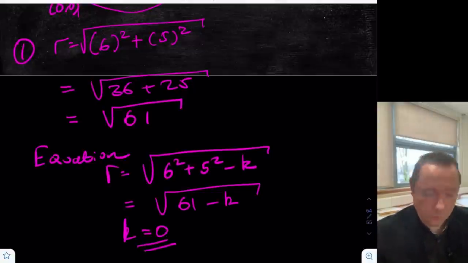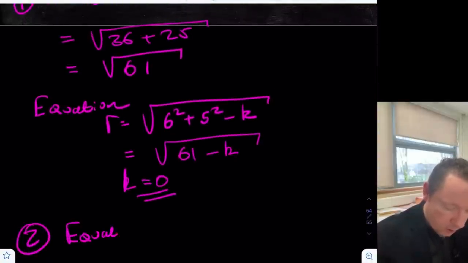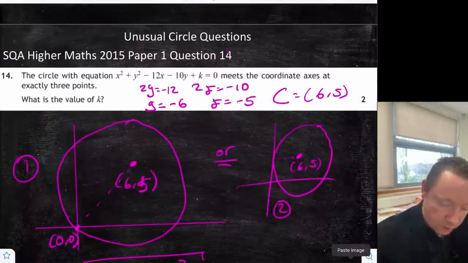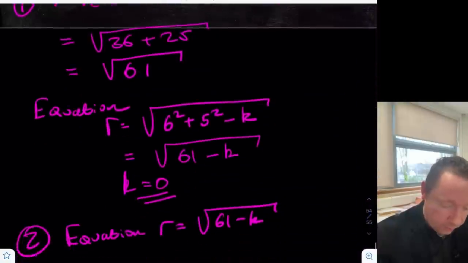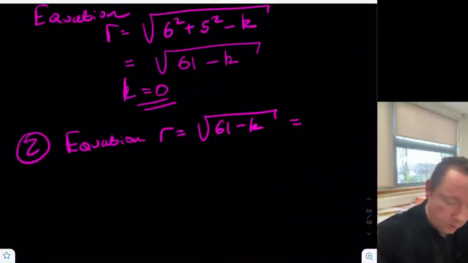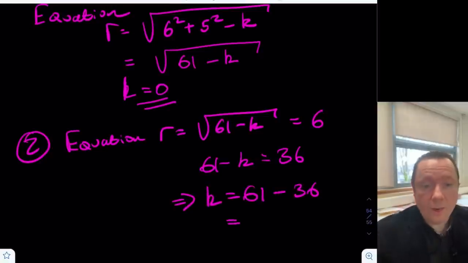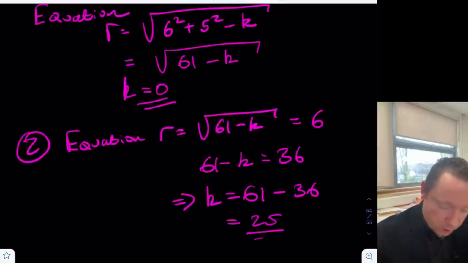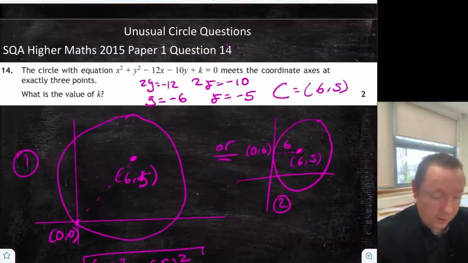Now let's look at option 2. So in option 2, from the equation, our radius will still equal the square root of 61 minus k. But if we've got some points here, so this is along 6, so we know that that's the point 0, 6. Our radius is 6, in other words, so we know that the square root of 61 minus k must equal 6. Squaring both sides, we get 61 minus k equals 36. So that means that k equals 61 minus 36, which is 25. So there's our two options for k. K could be 25 or k could be 0, depending on what exactly is happening in this question.